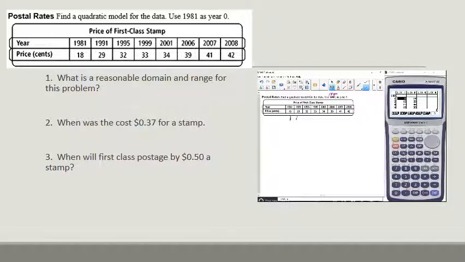1991 is 10 years after that. It would be 11, then 15, 19, 21, 26, 27, and 28. And I already put these in the list, but now I have to change it since I changed from 0 being that. So I'm going to change these real quick just by typing over them and entering.